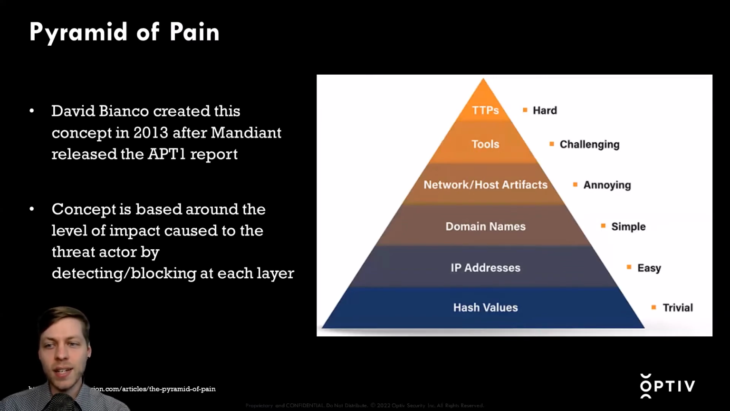So detecting on things higher on the pyramid causes the threat actors more pain. And most LoLBAS are going to fall into either TTPs or tools, kind of just depending who you ask.